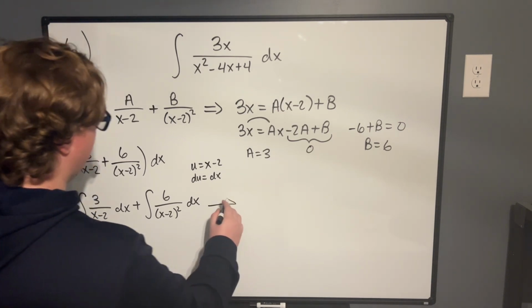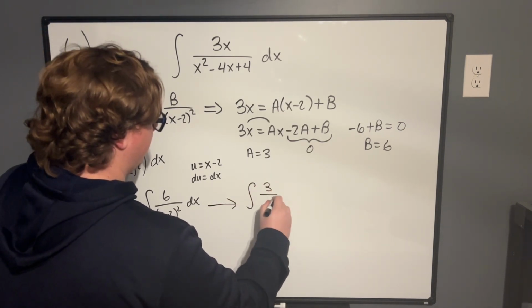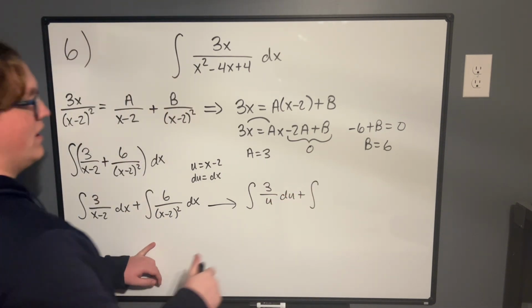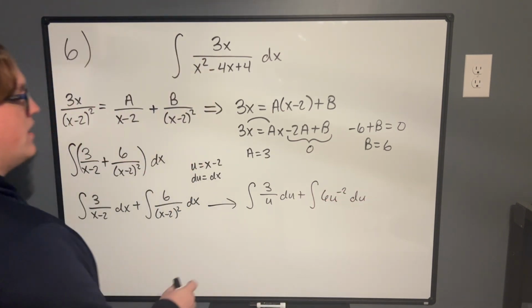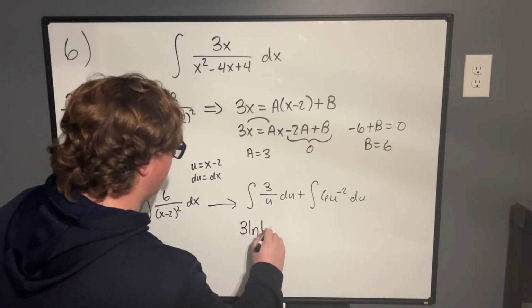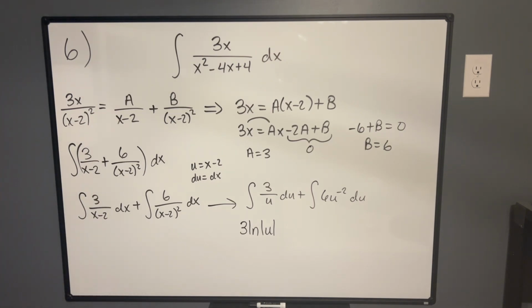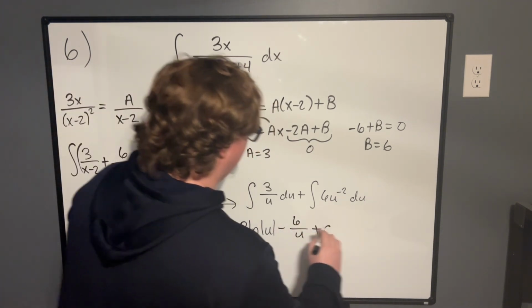So let's move over here. We're going to have the integral of 3 over u du, plus the integral of 6 over u squared, which I'm going to write as 6u to the minus 2 du. This one's pretty easy. This is just a natural log. So we have 3 times the natural log of the absolute value of u. And then this one, we're going to have to raise that power up 1, so it'll become negative 1, and then divide by that power. So it's going to actually be a negative 6 over u, and then we'll have a plus c.